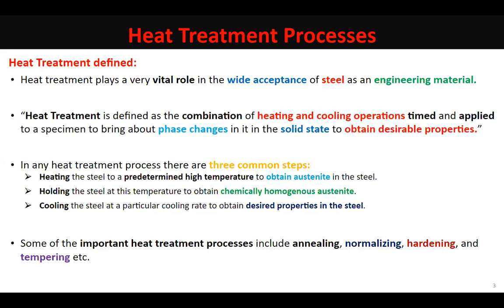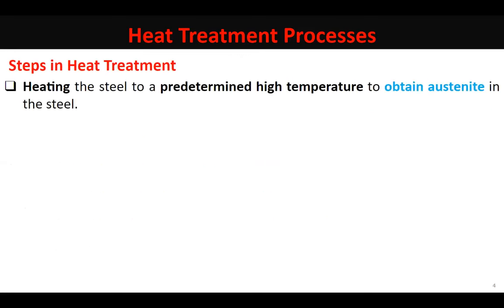Apart from these, we have special heat treatment processes called case hardening or surface heat treatment processes, which include carburizing, nitriding, cyaniding, carbonitriding, flame hardening, induction hardening, and laser hardening, to name some of those processes. But the processes that I am discussing with you in the next 3 sessions are called conventional heat treatment processes. Okay, so now let's talk about the steps in heat treatment.